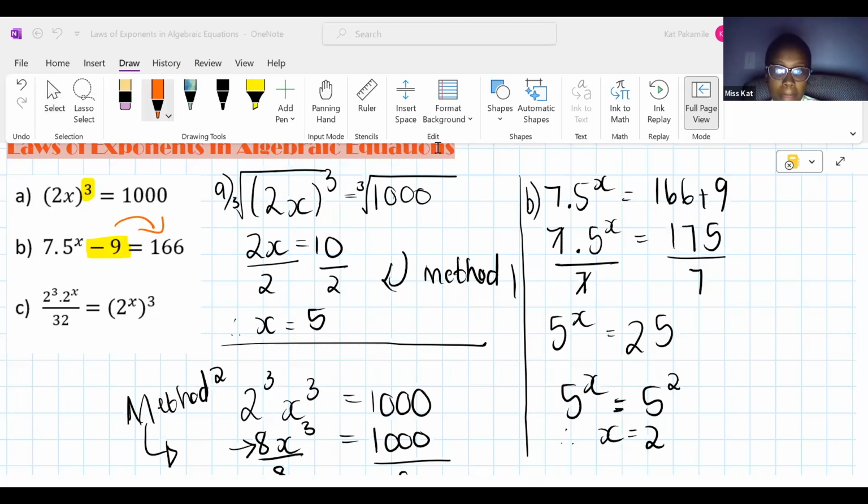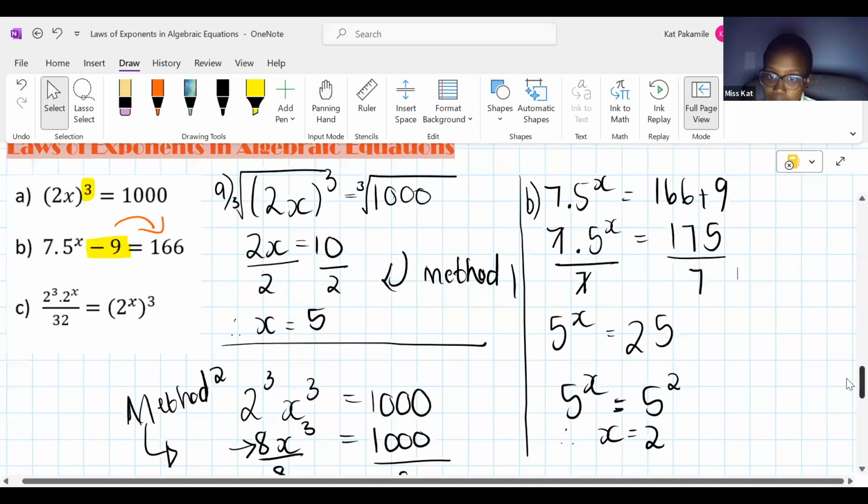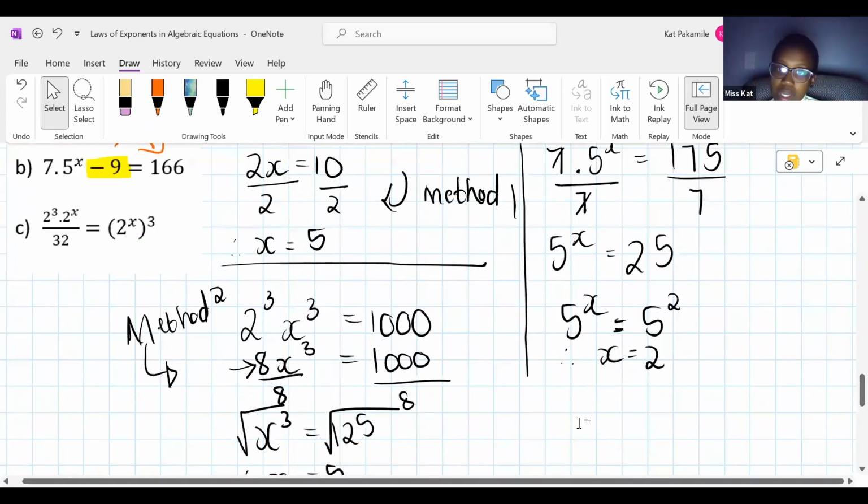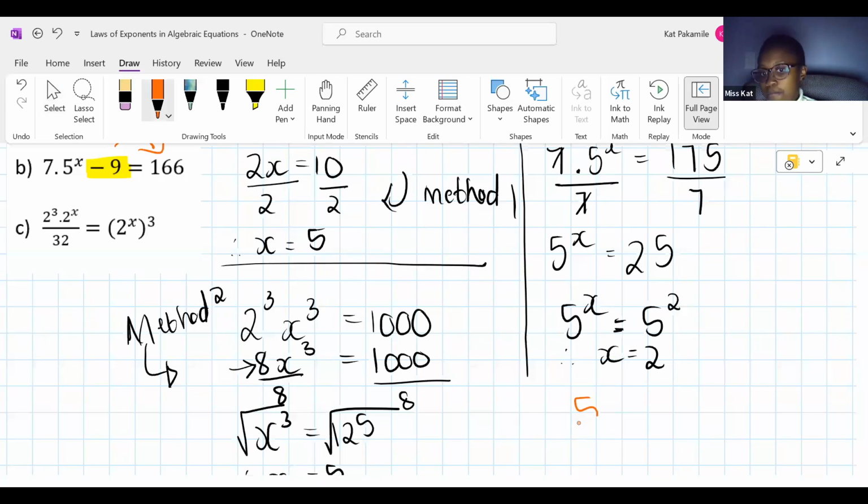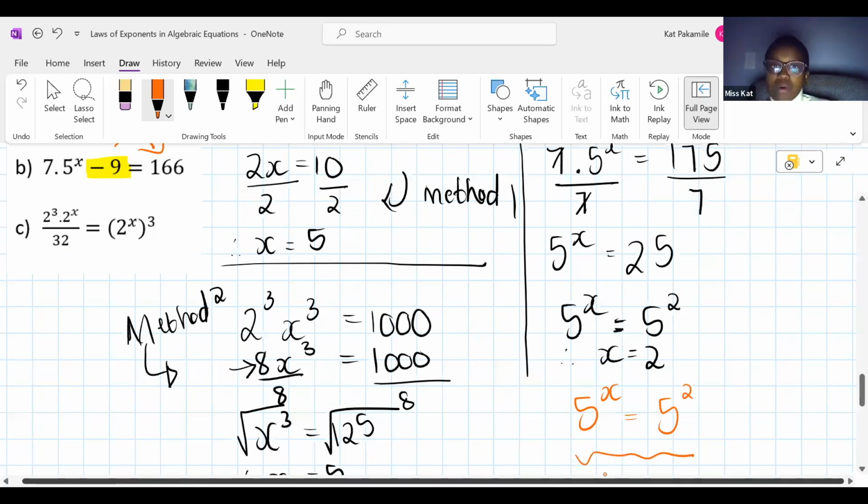Kwezi? Ma'am, you confused me at the end when you said x is equal to 2. How is 5 to the power of 2 equal to 2? No, not 5 to the power of 2 equals 2. X is equal to 2. Look, I already wrote it at the bottom here. Now Kwezi, if 5 to the power of something that we don't know is exactly the same as 5 to the power of 2, that means x has to be equal to 2. Do you get it?